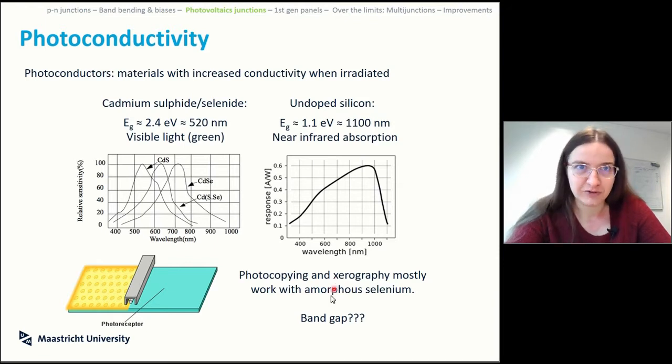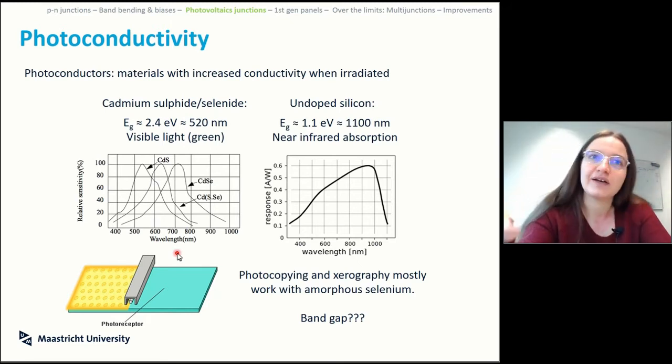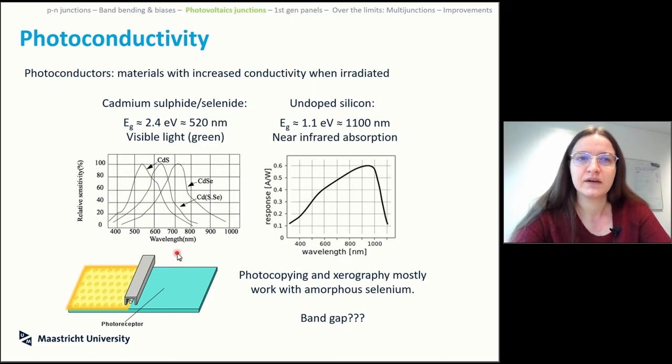And this brings me to something that we can discuss later. What is a band gap in something amorphous? Do you foresee any issues in trying to figure out what the band gap is? But if you want to look up how photocopying is done, it's basically all based on this activation of how many carriers you have and stuff like that. This is a bit of an old style photocopying, but it's still a good concept.